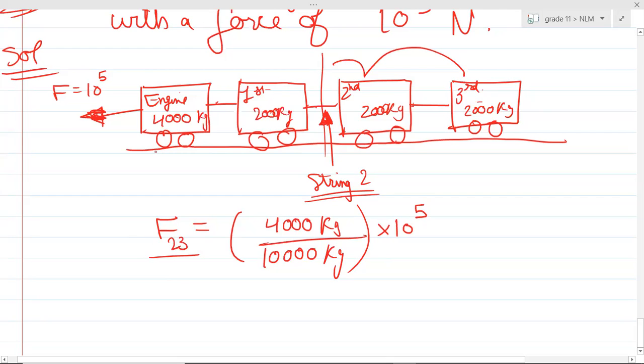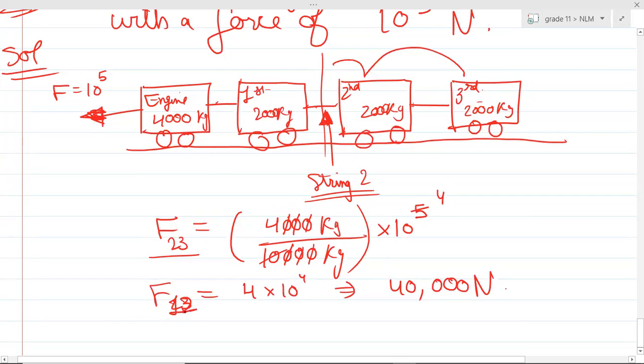4 plus 6 is how much, Tanish? Yeah, sorry sir. So this will cancel out with this, one will cancel out with this. So what is the answer? 4 into 10 to the power 4, which is basically 40,000 Newton. And that is the force which the first wagon pulls the second. Is this clear? Yes, sir. This is the answer to your question. Simple.